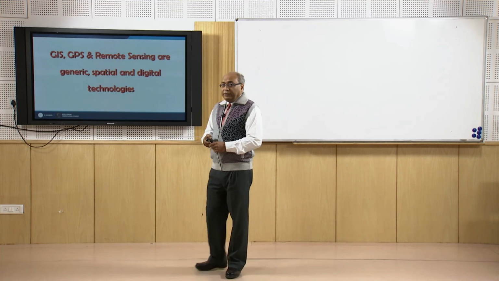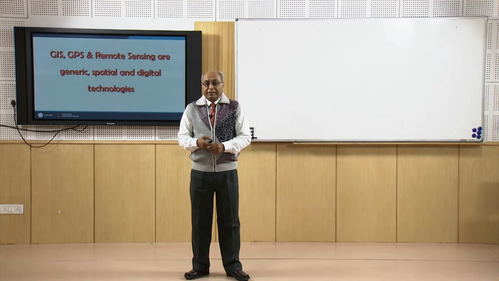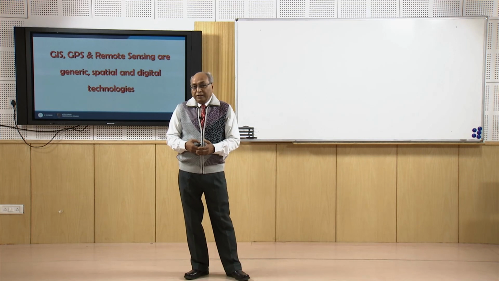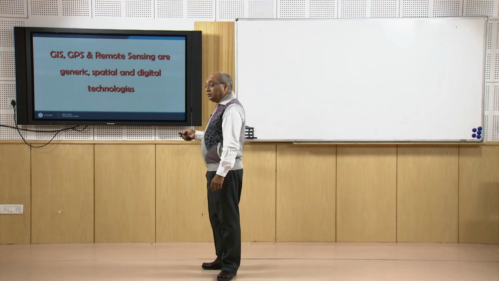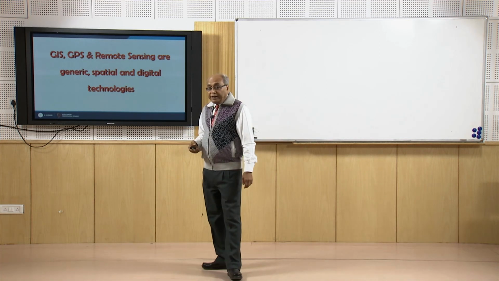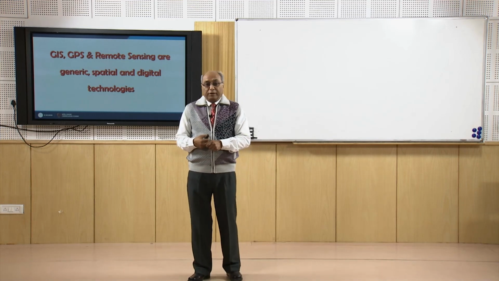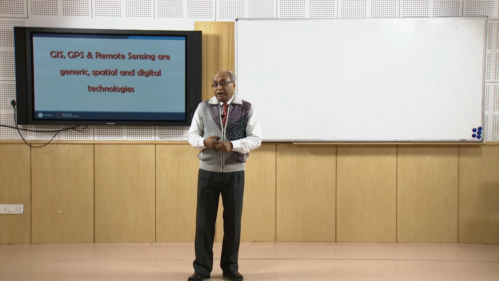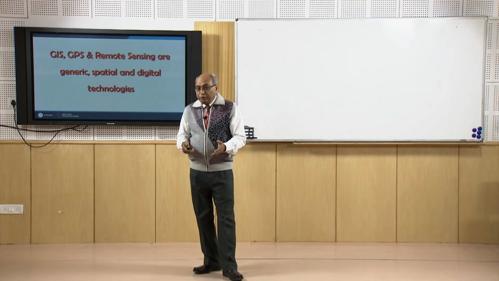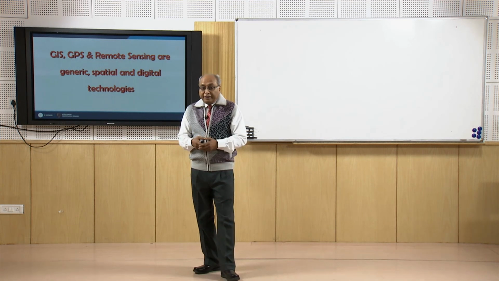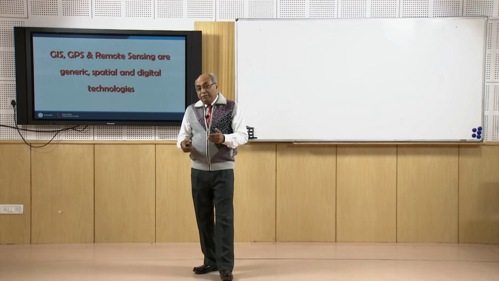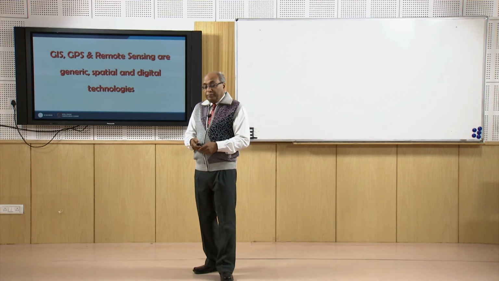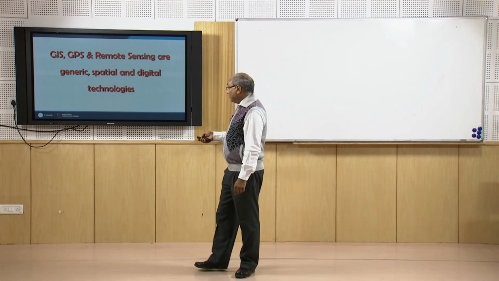As you know, in earlier lectures I have mentioned that GIS, GPS and remote sensing have three things in common. They are generic technologies, that means they can be applied to various application areas, and there are a few areas still unexplored. So in future we will be seeing applications of these technologies either in an integrated fashion, or individually, or maybe two technologies together. Maybe some new technologies may come in between, but the three common things are generic.